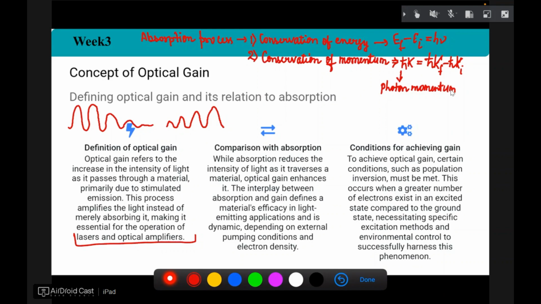The interplay between absorption and gain defines a material's efficacy in light emitting applications and is dynamic, depending on external pumping conditions and electron density. So what are the conditions for achieving gain? If we talk about lasers, there must be population inversion, right? To achieve the optical gain, certain conditions such as population inversion must be met. This occurs when a greater number of electrons exist in an excited state, necessitating specific excitation methods and environmental control to successfully harness this phenomenon.